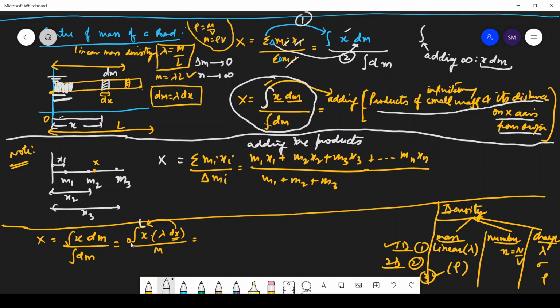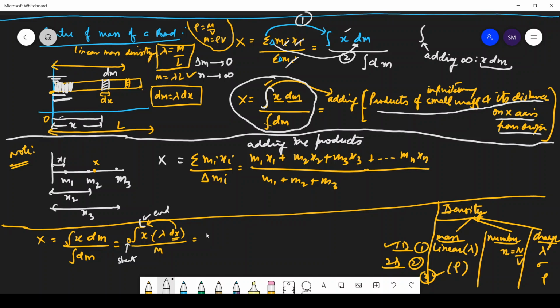Yes, sir. So 0 to L. So this is the lower limit from where you are going to start, and this is the upper limit where you are going to end. So you have to add all the dx between the length 0 to L.